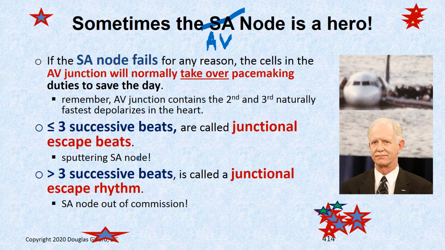And these are called junctional escape beats. They're not mischievous, they're heroes. They are saving the heart because the SA node failed to beat. So somebody's got to pick up the slack, and it's usually the second string fast runner, and that's usually the AV node. So if there are 3 or fewer, it's called a junctional escape beat. But if there are more than 3, 4, 5, 6, 7, 8, 9, even 2 hours' worth of them, they're still junctional escape beats, but we say the patient is in a junctional escape rhythm. The SA node is out, and they may permanently be in a junctional escape rhythm.